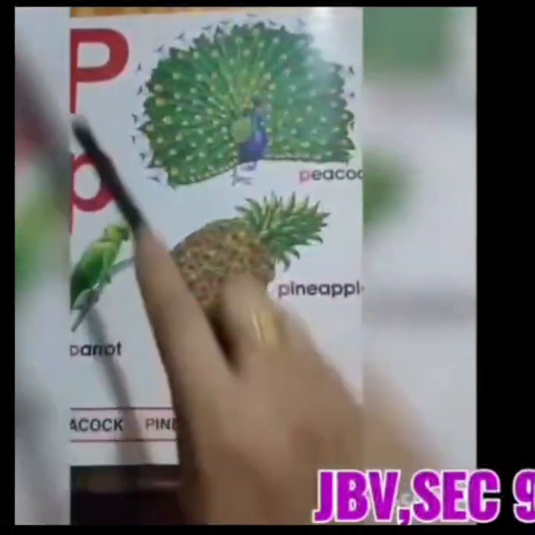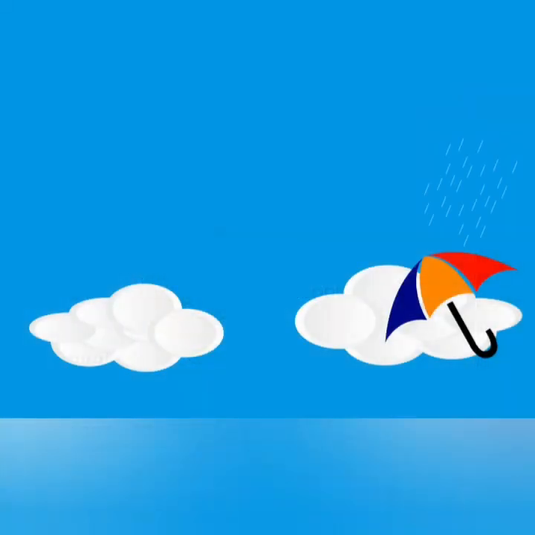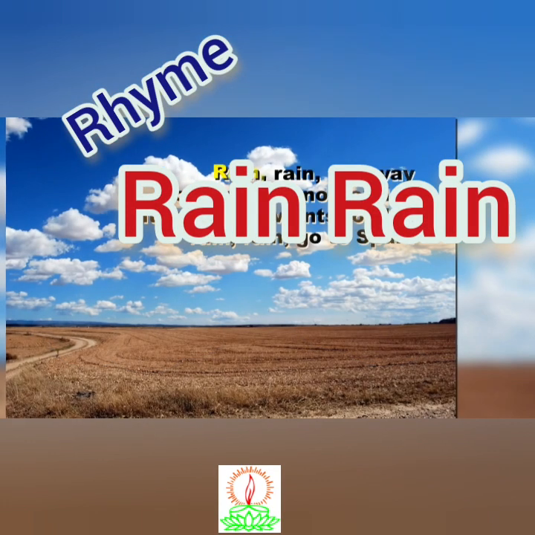P for peacock. P for parrot. P for pineapple. P for peas. Now let's learn the rhyme.